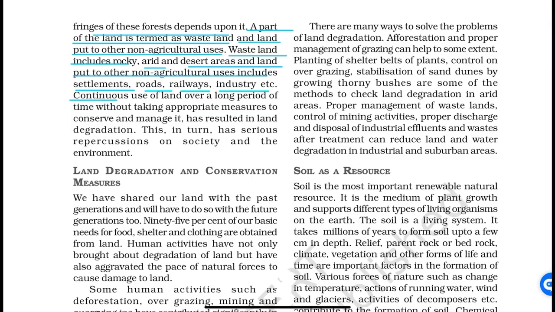Continuous use of land over a long period of time without taking appropriate measures to conserve and manage it has resulted in land degradation. This, in turn, has serious repercussions on society and the environment.